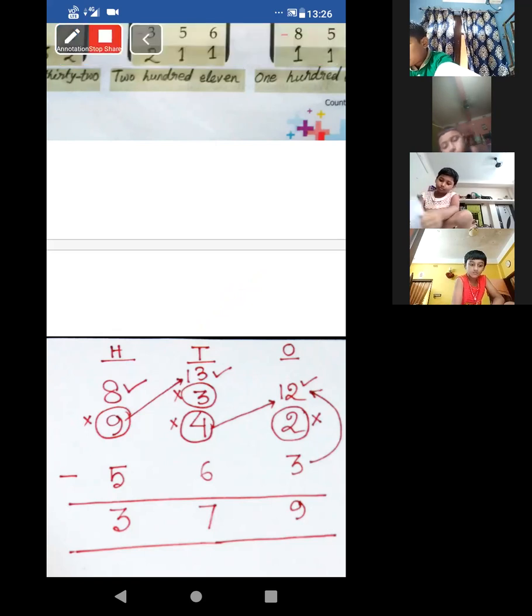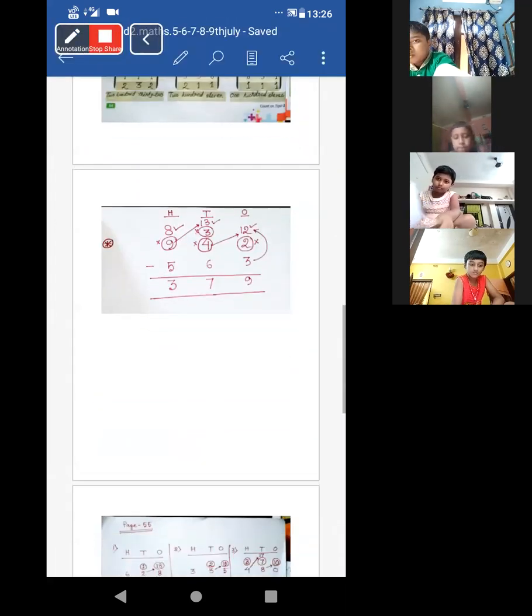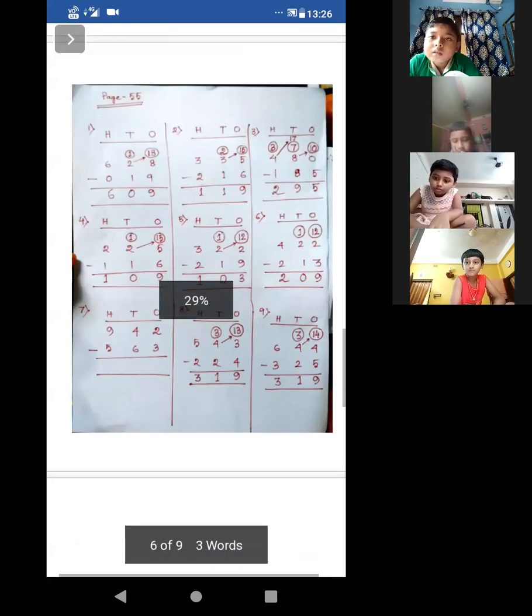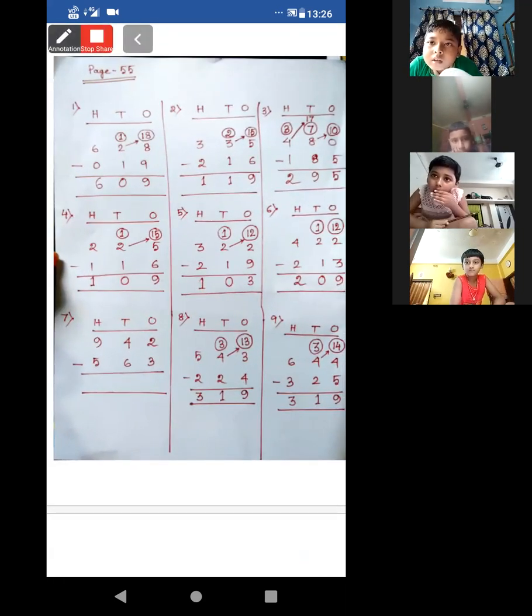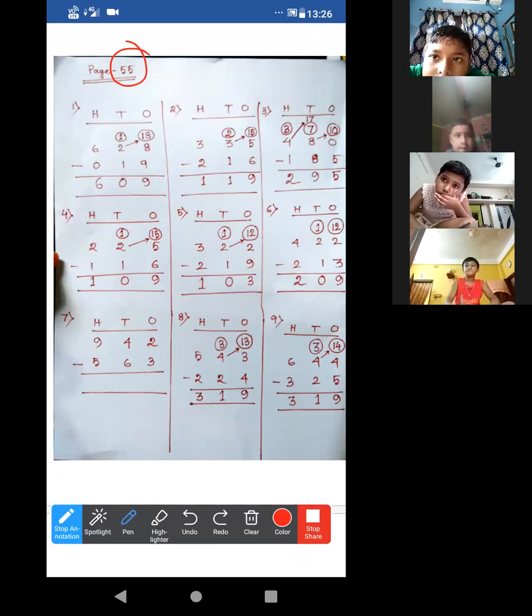Look at this. Do it in copy. I have already mentioned the page number. Page number is 55. Okay. Do not do it in the book. Okay. Do it in your copy. You have to write everything. Do it. One by one, let me explain now.